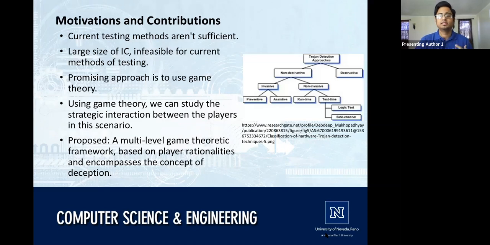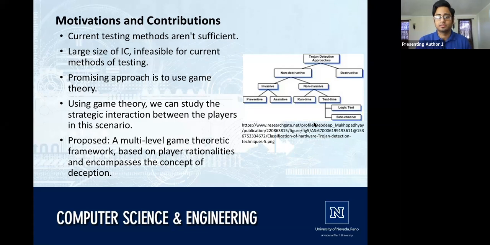So when the produced ICs are brought back to the designing company, it is imperative that the designing company tests them adequately. The most common ways to test ICs today are destructive and non-destructive methods, which include methods such as logic testing or side channel analysis. The issue is that with the large sizes of ICs in today's standard, it is very infeasible for these current methods to test for every potential Trojan type on a given IC.